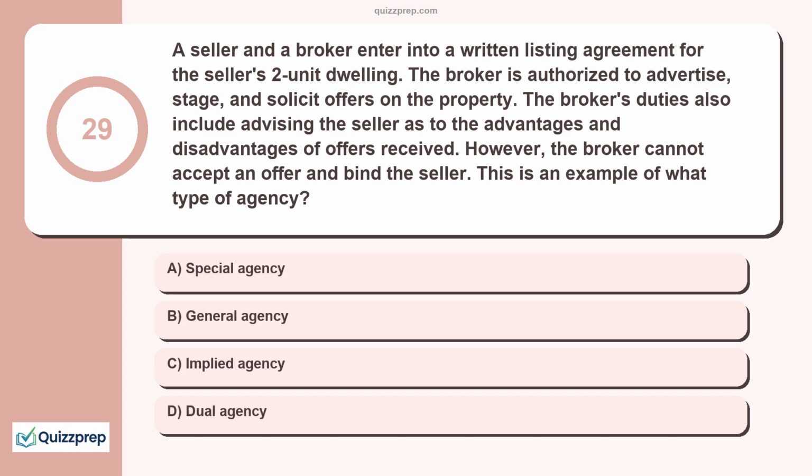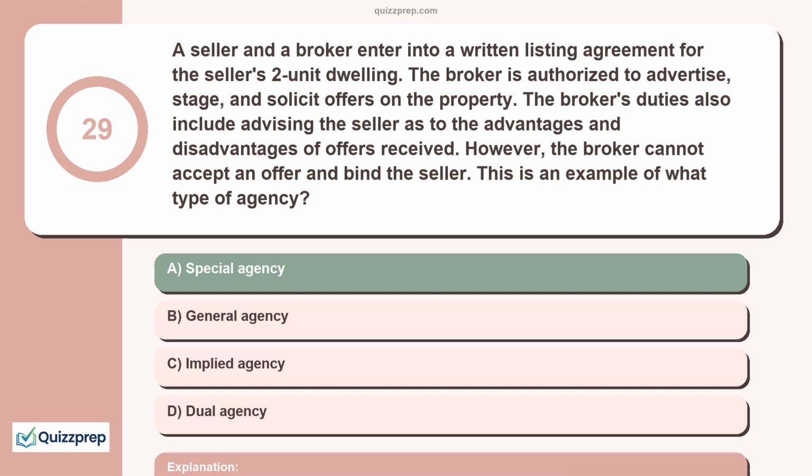Question 29. A seller and a broker enter into a written listing agreement for the seller's 2-unit dwelling. The broker is authorized to advertise, stage, and solicit offers on the property. The broker's duties also include advising the seller as to the advantages and disadvantages of offers received. However, the broker cannot accept an offer and bind the seller. This is an example of what type of agency? Special agency, general agency, implied agency, dual agency.